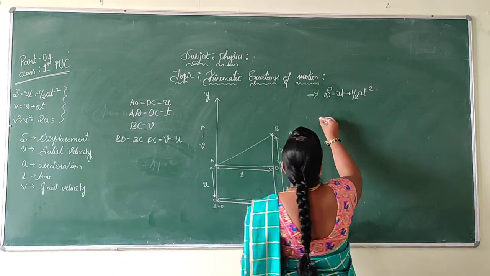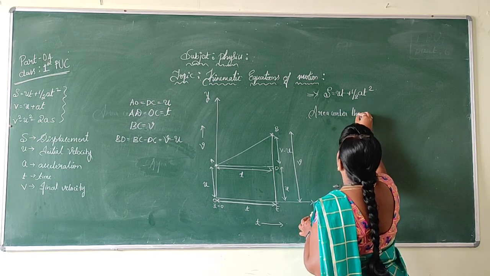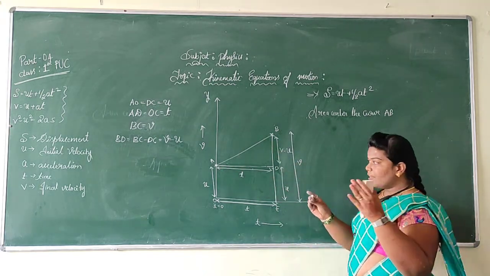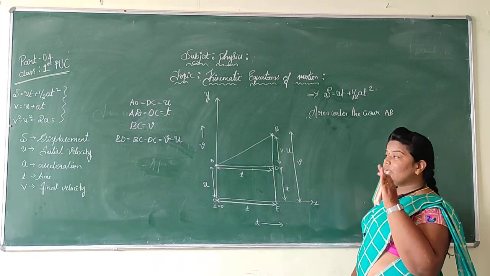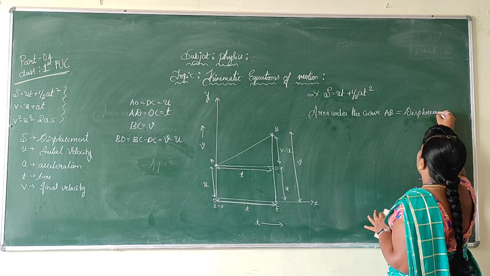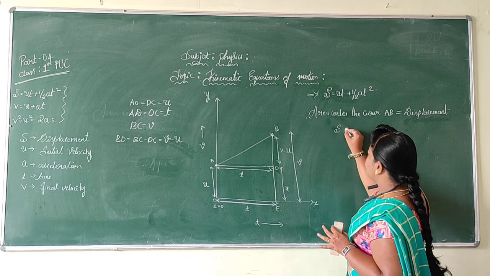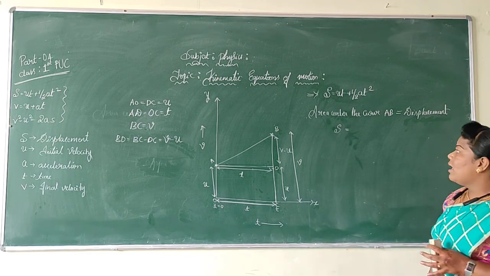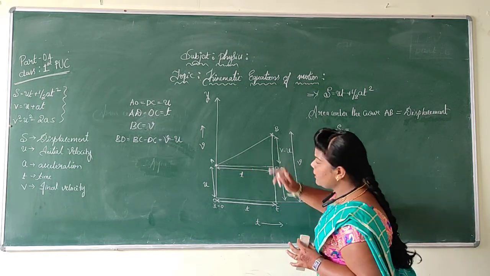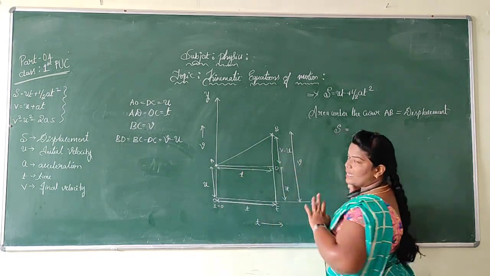Now, I just want to calculate the area. Area under the curve AB. Whereas AB is a curve, so the area which is bounded inside this curve gives you displacement. Now I am writing this displacement here. Displacement is represented by the symbol S. What is the area present under this curve AB? Under this curve AB, we have A, B, C, O, A as a trapezium.